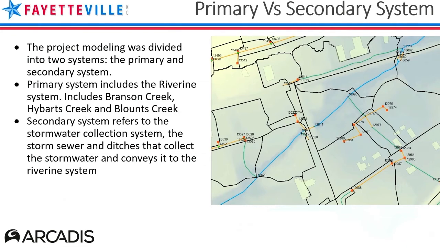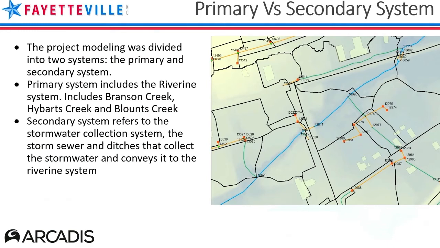The project modeling has been divided into two systems: the primary system and the secondary system. The primary system includes the Riverine system. For the Blunt's Creek watershed, this includes Branson's Creek, Havers Creek, and Blunt's Creek. The secondary system refers to the stormwater collection system, including the storm sewer system and the ditches that collect stormwater and conveys that stormwater to the Riverine system.